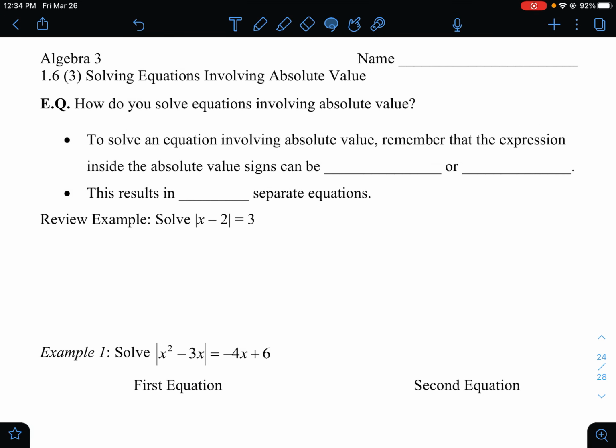Section 163 is about solving absolute value equations. So to go ahead and get started, it says to solve an equation involving absolute value, we have to remember that the expression inside our absolute value can be positive or negative.